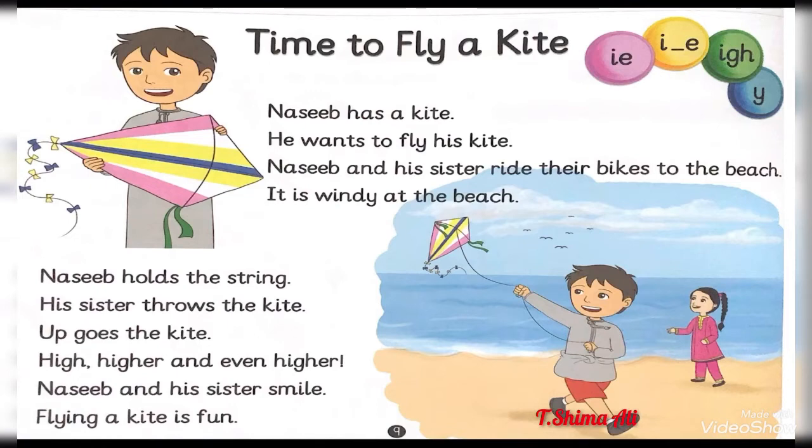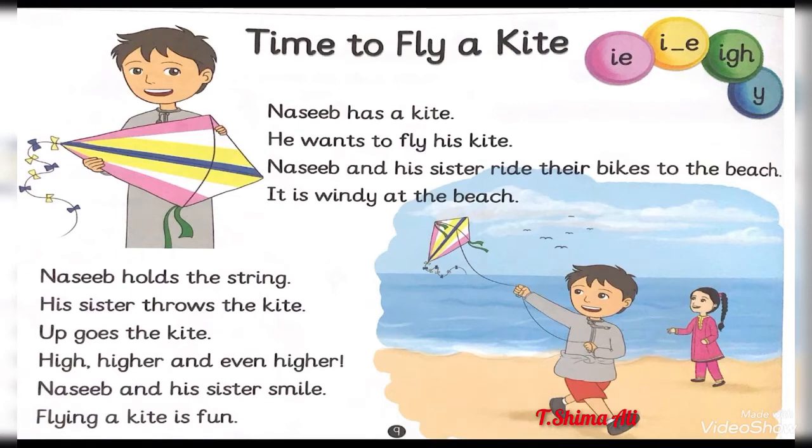Again, time to fly a kite. Nasib has a kite. He wants to fly his kite. Nasib and his sister ride their bikes to the beach. It is windy at the beach. Nasib holds the string. His sister throws the kite. Up goes the kite, high, higher, and even higher. Nasib and his sister smile. Flying a kite is fun.